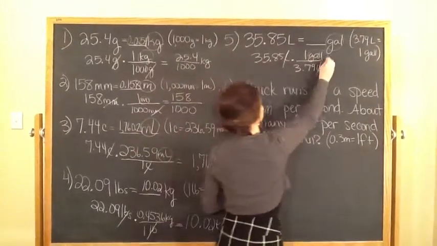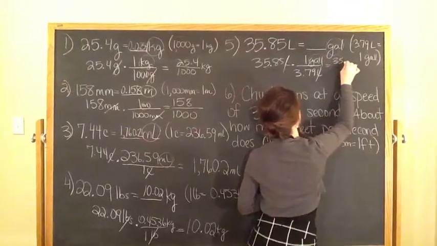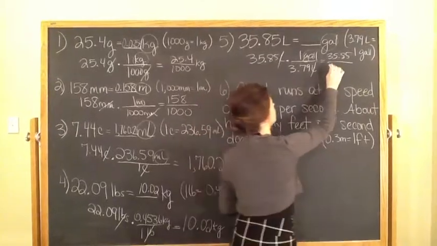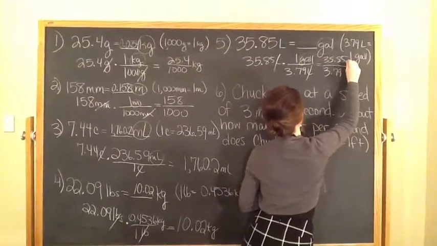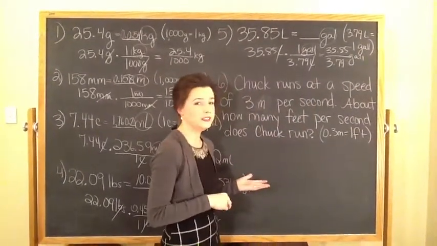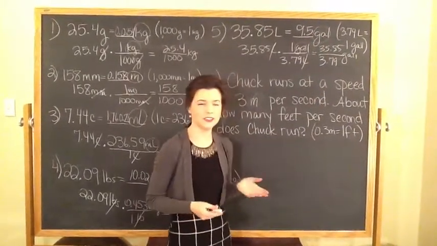So we're going to have 35.85 in the numerator, because that's times 1, and then we have our denominator of 3.79, and we're left with gallons. Alright, so now you just need to divide. As soon as you divide, you're going to get about 9.5. I rounded to the tenths place.